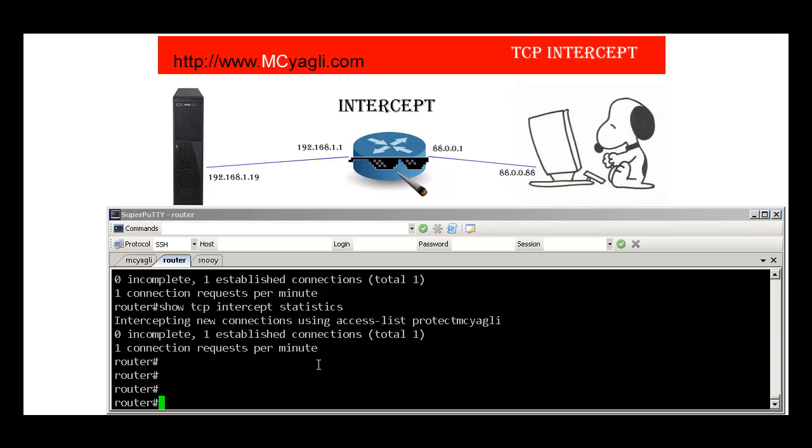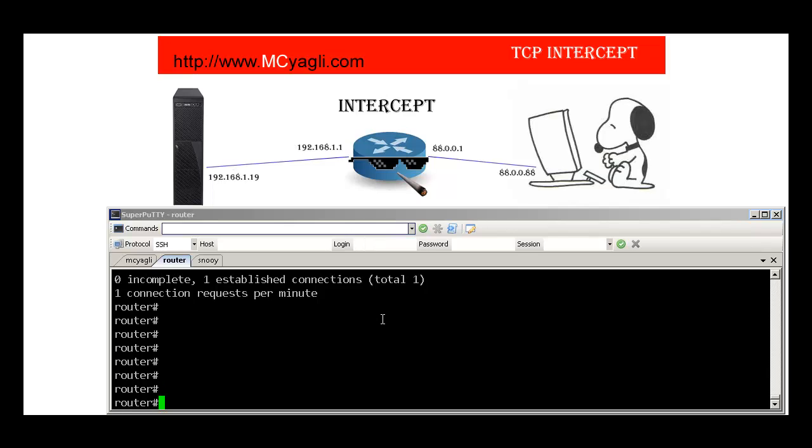It's a nice feature that the intercept mode removes the processing of a lot of TCP SYN floods from the internal server, right? It doesn't have to deal with all these TCP SYN floods. But even when a TCP SYN flood is not happening, the router is still intercepting the process, right? Which places a heavy burden on it. Okay, so now let's talk about TCP Intercept watch mode.